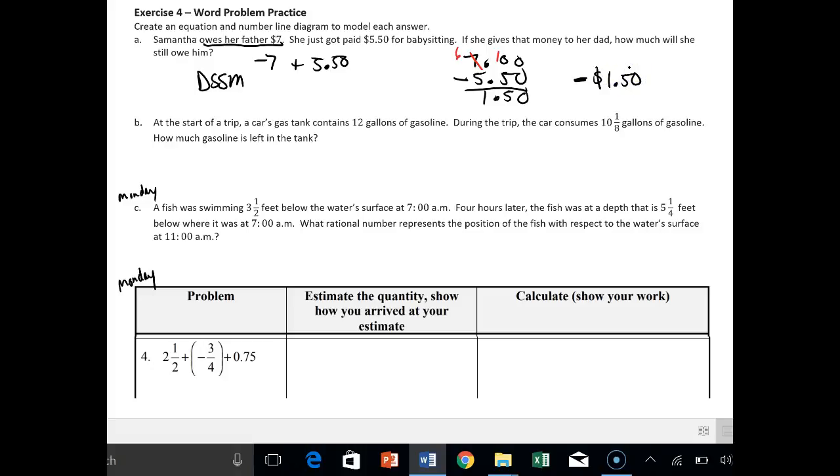All right, look at part B and try and do that on your own. 1/8 is in your reference sheet.